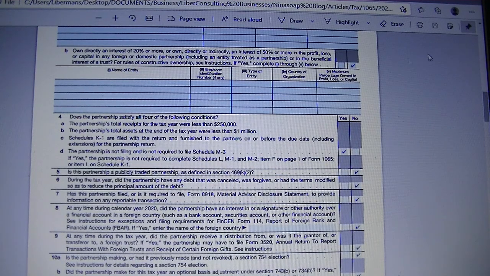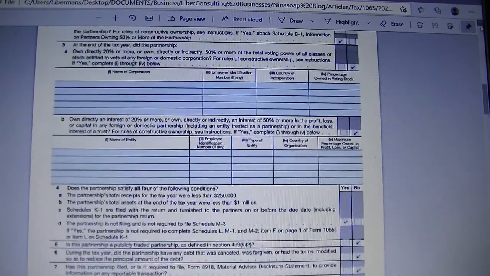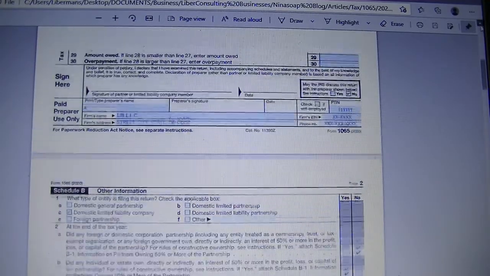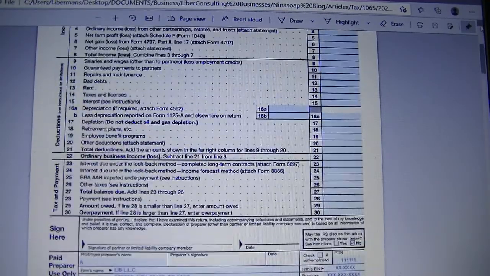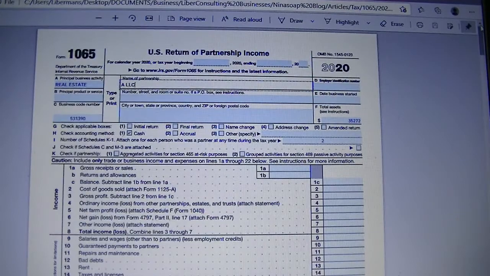But once again, on your IRS form, you may not be required to do that if your answer is yes to that question. That means if your revenue is less than $250,000 and the total assets of the business are under the threshold, you don't need to disclose it to the IRS on item F.